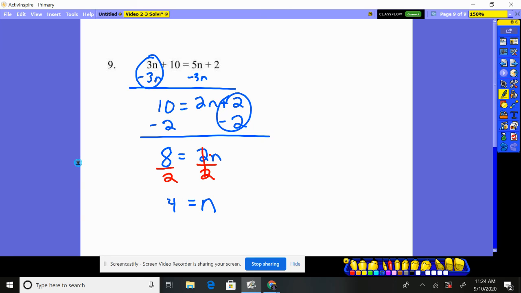Let's double check that we're correct. 3 times 4 plus 10, does that equal 5 times 4 plus 2? 12 and 10 is 22. 20 and 2 is 22. We are correct.